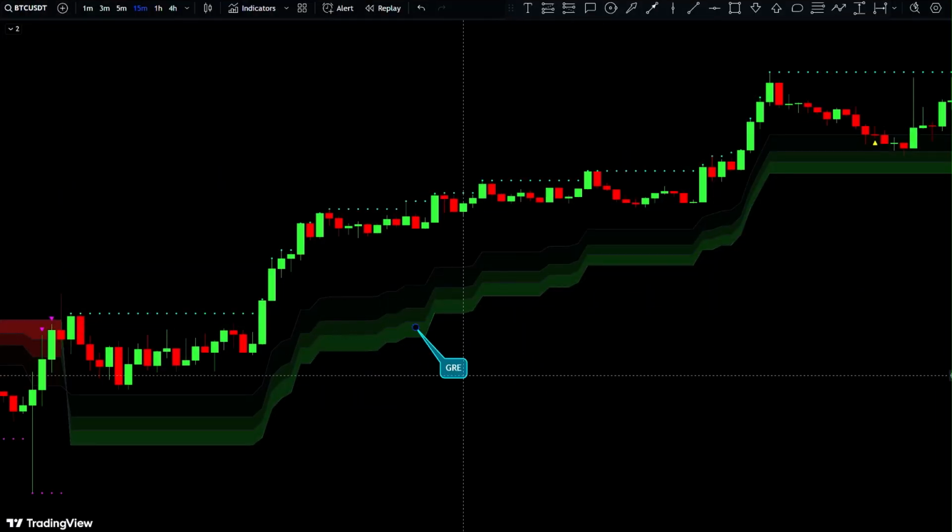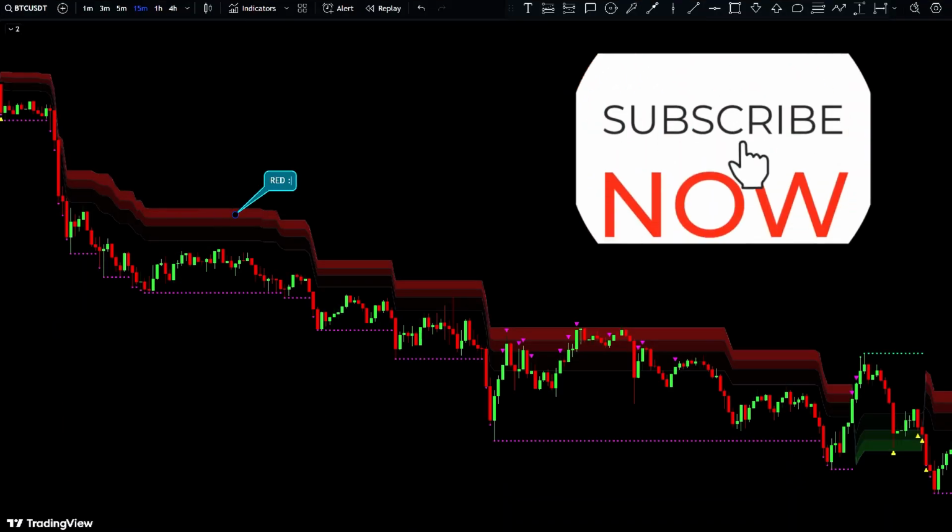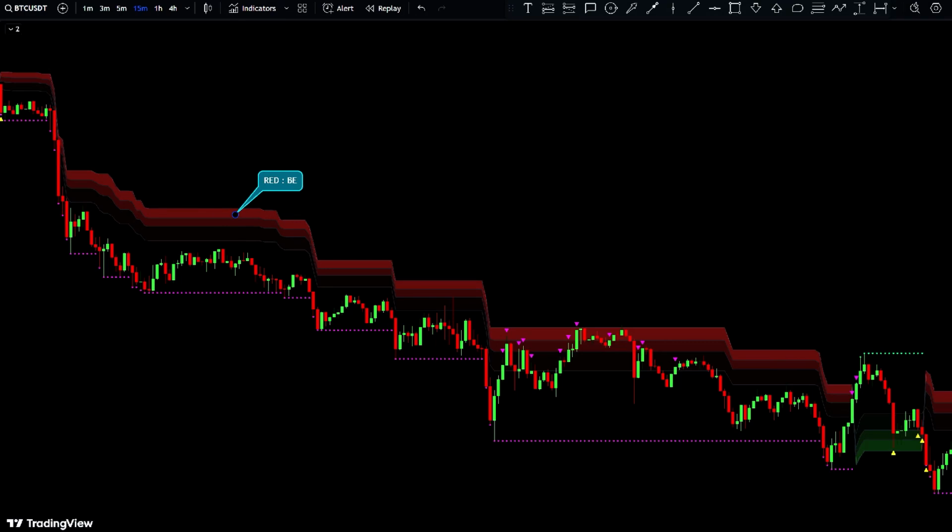It draws these colored ribbons on your chart. Green ribbon means the market's looking bullish and red ribbon means it's bearish. Pretty straightforward, right? The thing is, these ribbons are showing a short-term trend and we want a bit more of a long-term view. So we need to make a quick adjustment.